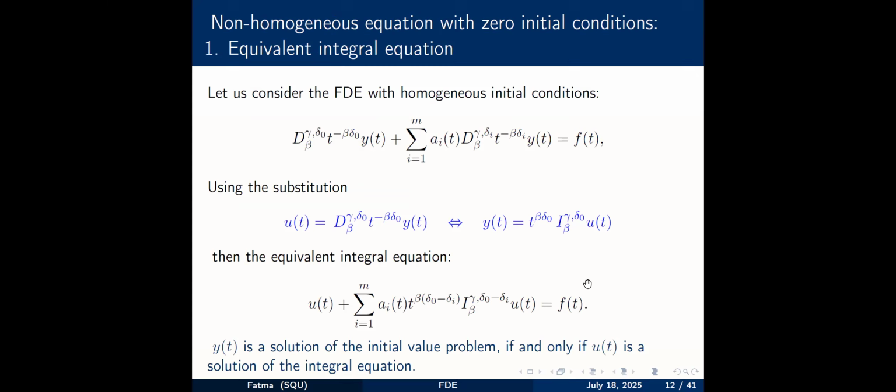So here is our problem. We have the fractional differential equation. Using this substitution, we are going to have an integral equation, so this fractional differential equation is equivalent to this integral equation. So u is equal to the derivative of this term. Using this substitution, we reduce the fractional derivative to an integral equation, and we can go back by using this substitution, so we can move from the integral equation back to the fractional differential equation.